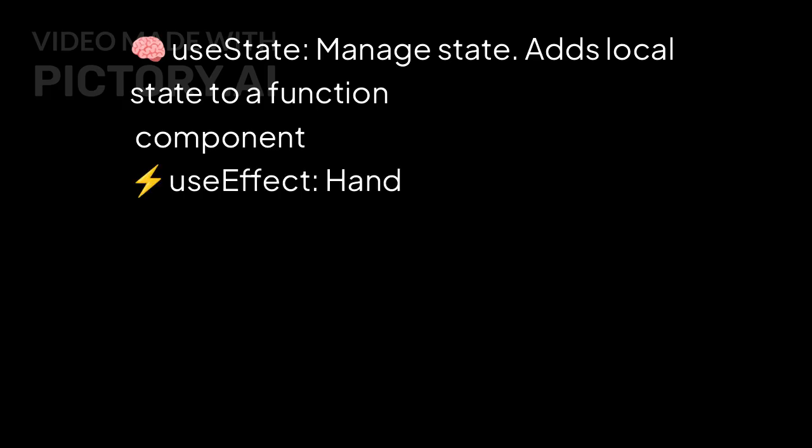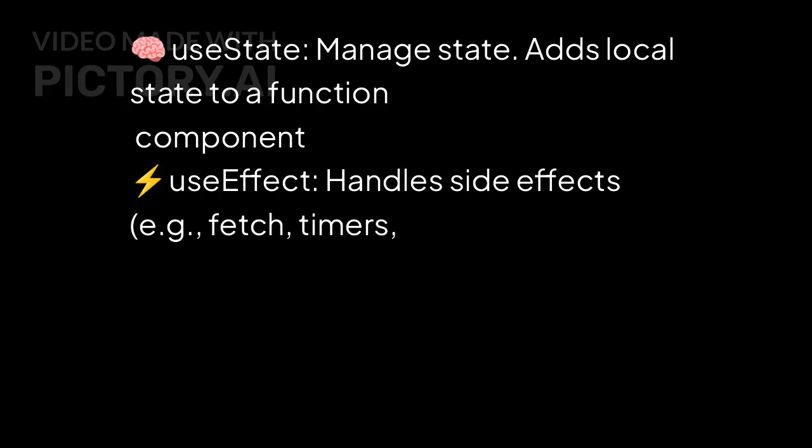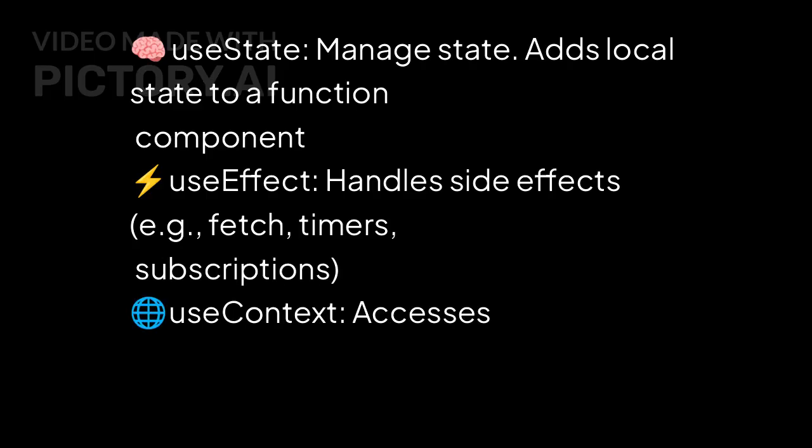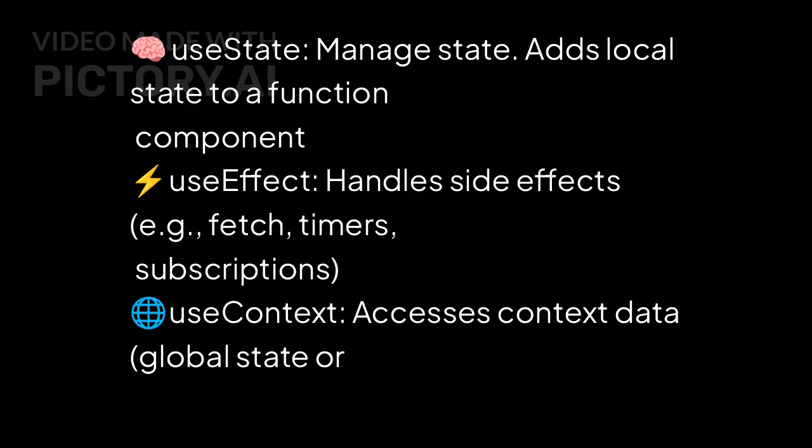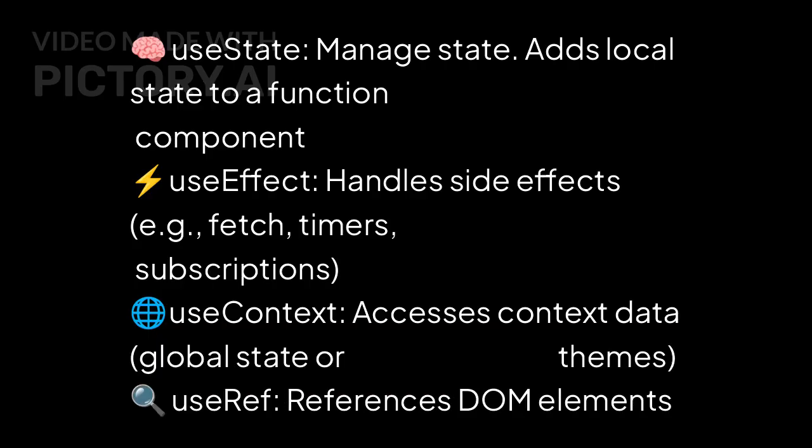useState manages state, and adds local state to a function component. useEffect handles side effects, e.g. fetch, timers, subscriptions. useContext accesses context data, like global state or themes. useRef references DOM elements or stores mutable values. useReducer manages complex state logic with a reducer function.